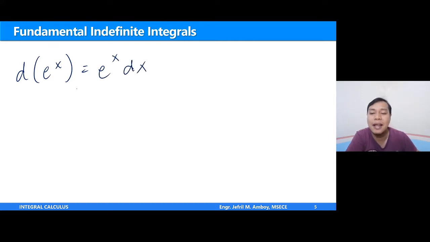So if we reverse that using the opposite process, which is integration, the integral of e to the x dx should be e raised to x. Of course, because that's an indefinite integral, we put plus c. Okay? Now, finally, the last formula.